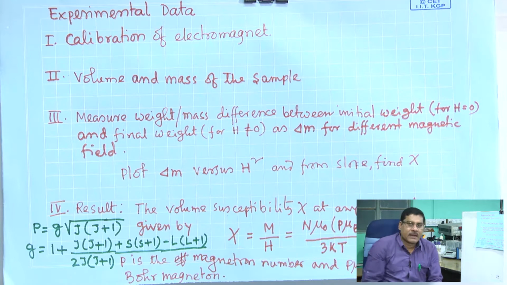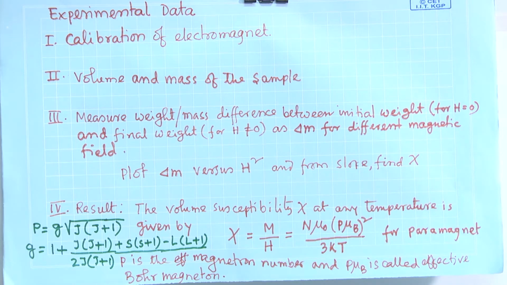From the slope we will find out chi. Now, in our laboratory we will use basically an aluminum rod for this experiment, that is a paramagnetic material. After measuring this chi experimentally, we can use this formula. This is a very well known formula. This chi, that is basically M by H, is equal to n mu 0 p mu b whole square divided by 3 k T.